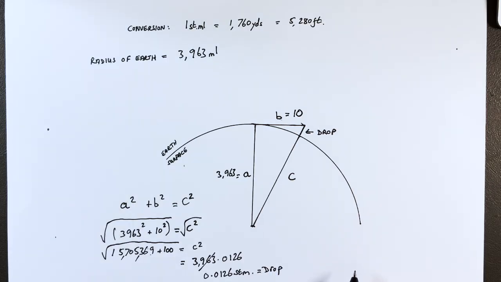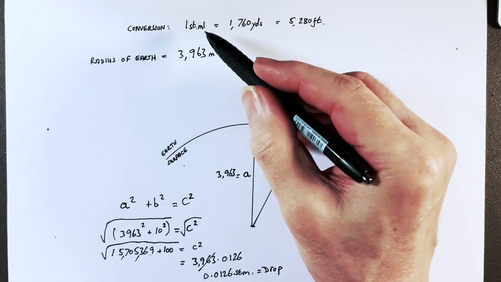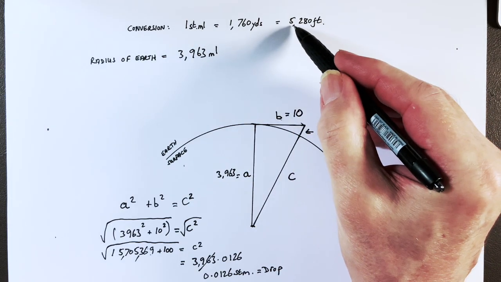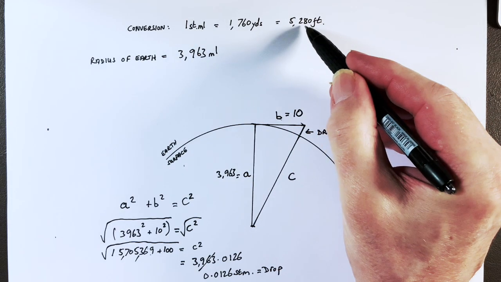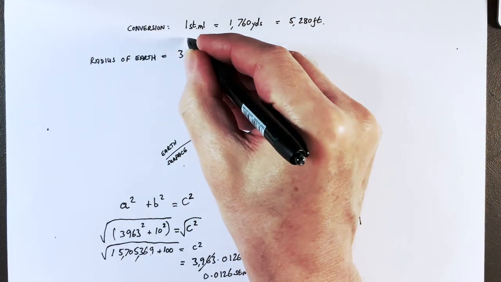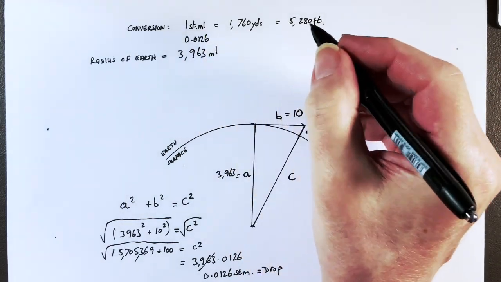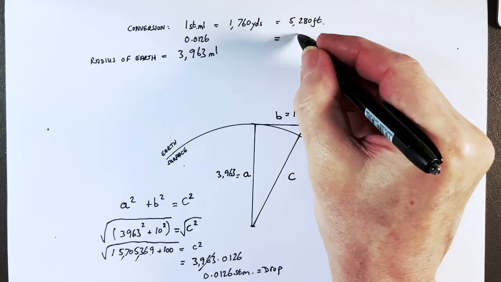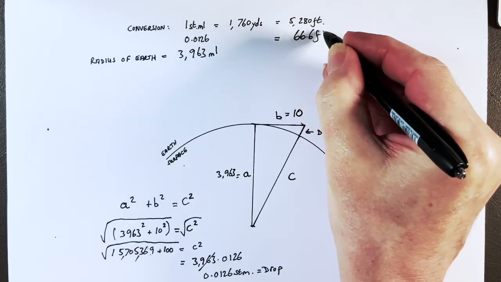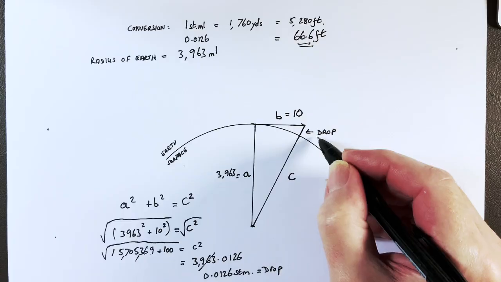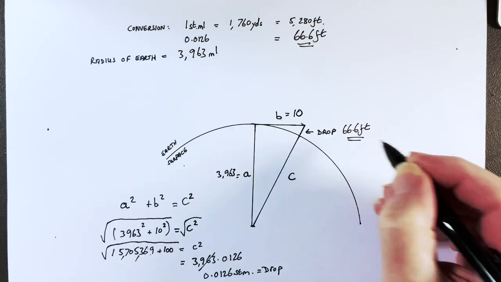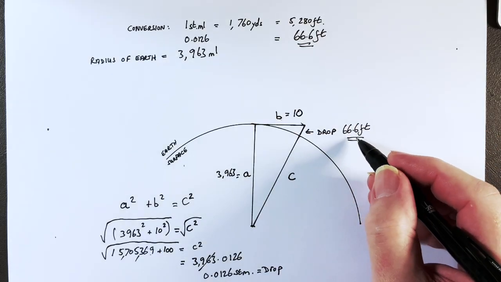And we're almost there now, because all we have to do is to change that into feet. And we have here a conversion formula. 1 statute mile equals 5,280 feet. So 0.0126 of a mile equals that figure times 0.0126, which equals, wait for it, 66.6 feet. Therefore, the drop with 10 miles distance is 66.6 feet. Wow.